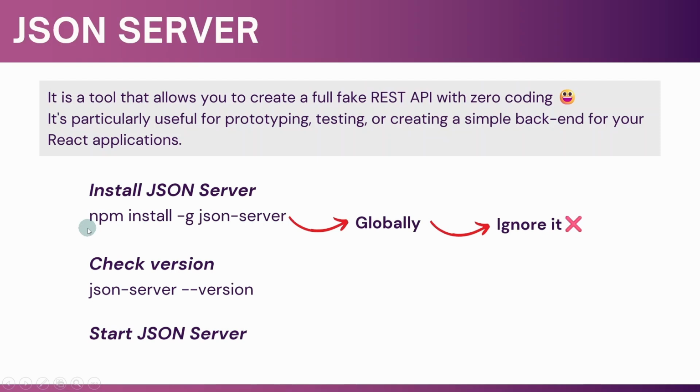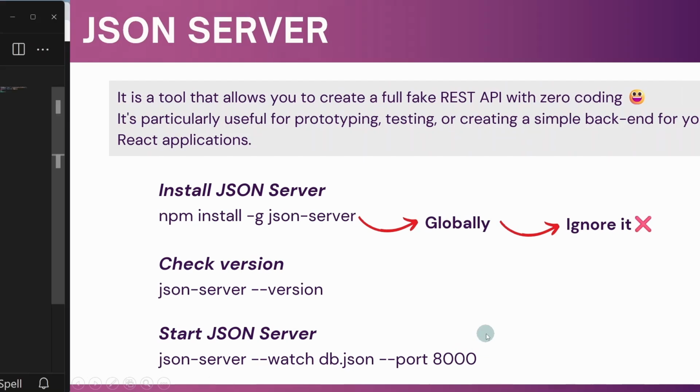And after that, you have to start JSON server by using this command: json-server --watch. You have to watch db.json. You can create any file name. You are watching this file and you are running on this port, that is 8000. So one by one, let us follow the steps and start creating our fake API.